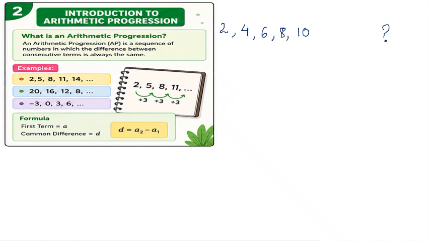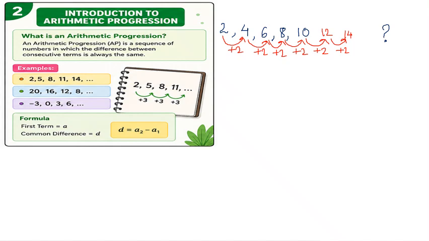If you see, you are observing that if we are adding 2 to the first term, we are getting 4. If we are adding 2 to 4, then we are getting 6. Similarly, adding 2, we are getting 8. And similarly, adding 2, we are getting 10. So what will be the next term accordingly? If we add 2 to this, we get 12. Similarly, if we add 2 to it, we get 14, and so on. We can find the upcoming terms of this series.